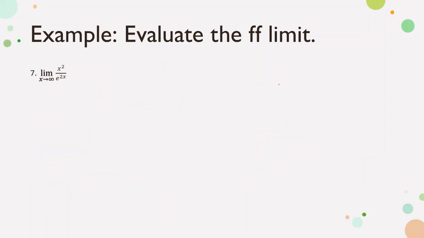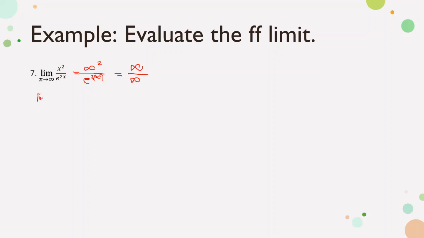Okay, so next one is limit as x approaches infinity of x squared over e raised to 2x. So let's try and substitute. So we have infinity squared over e raised to 2 infinity. So infinity squared, that is equivalent to infinity still, and this one would still give us an infinite value. So meaning to say this is still an indeterminate form. Infinity over infinity is still an indeterminate form. So we have to use L'Hopital's rule in this case.